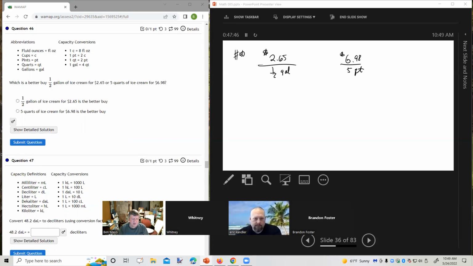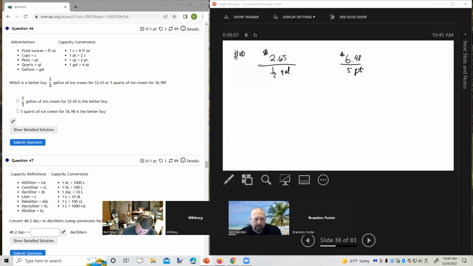Well, to really compare them, we need the same rates, the same units. So we've got dollars on top in both of them. We've got gallons on the bottom in one and quarts on the bottom of the other. And we can do it either way. We can change gallons to quarts or quarts to gallons. Anybody have a preference?